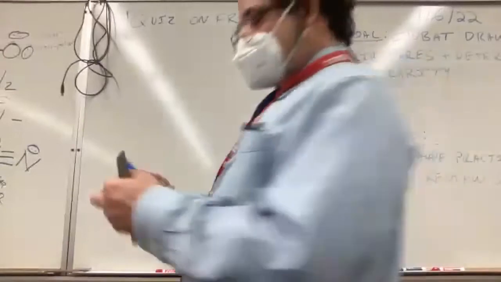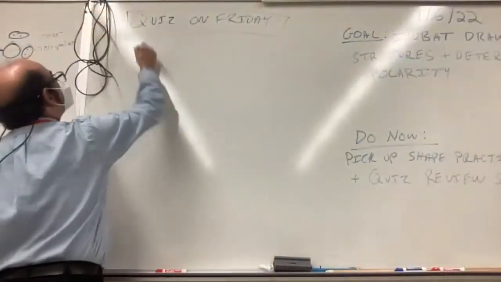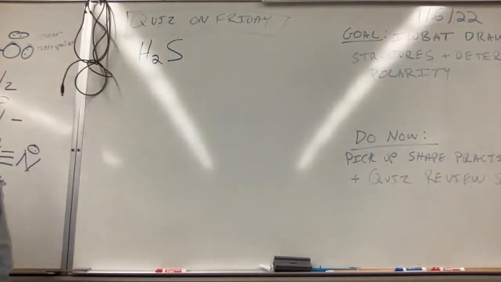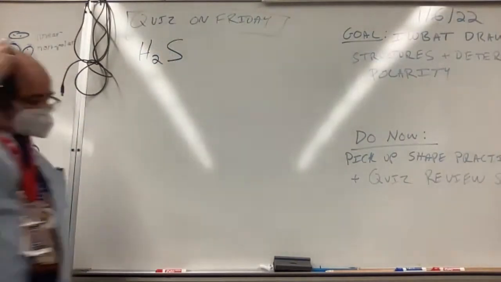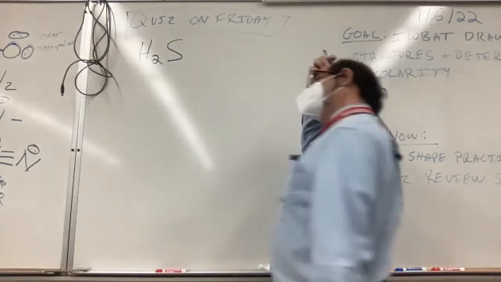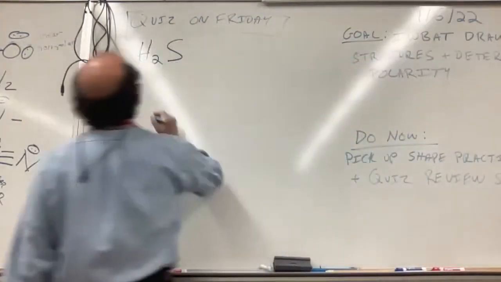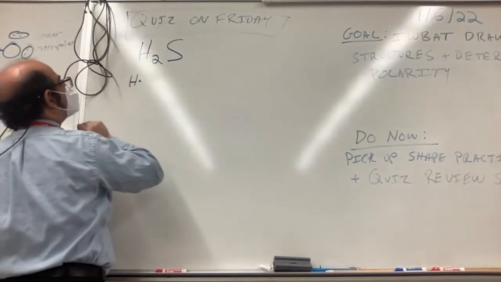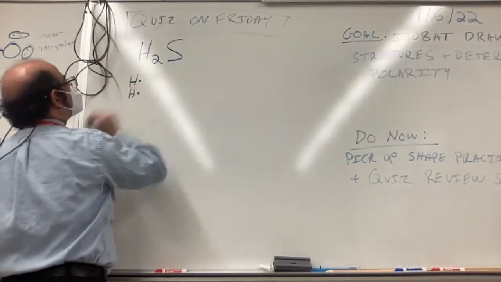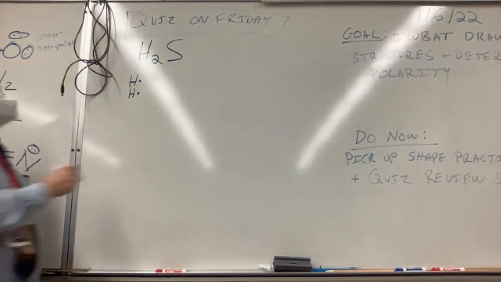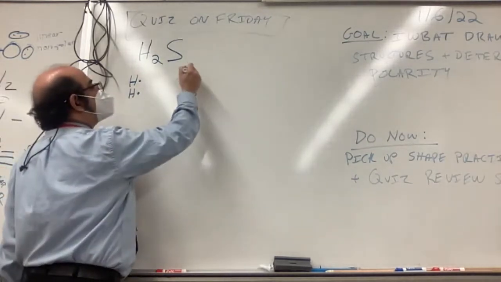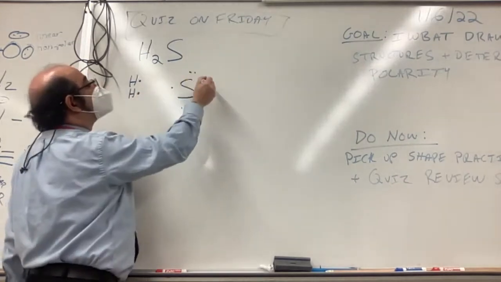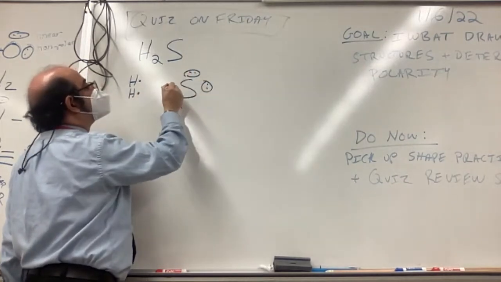Okay, number 6. H2S. Well, let's draw the H's first. There's 2 H's, there's an H with the dot. We know there's another H with the dot, there's 2 of them. And then there's the S. 1, 2, 3, 4, 6.